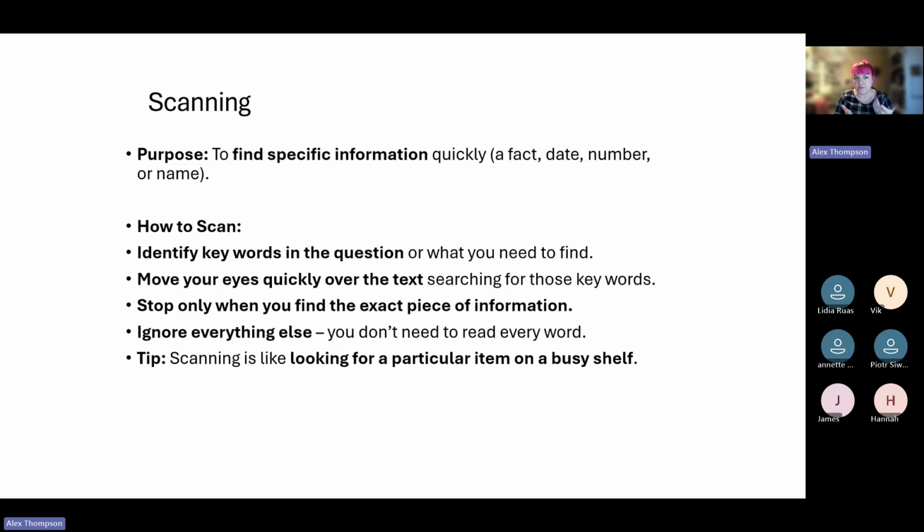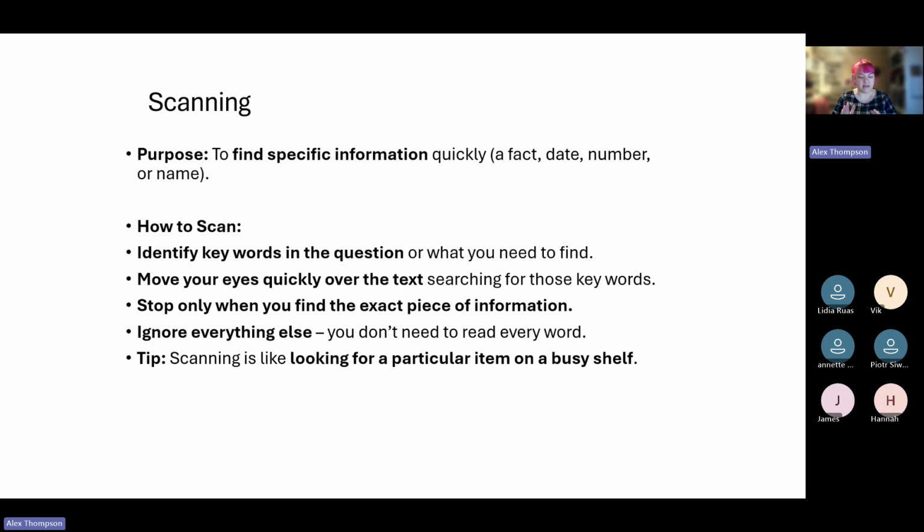So how do we do that? We look for the keywords in our question, and then you move your eyes quickly over the text to look for those exact key words. Stop only when you find that particular piece of information the question is looking for. Ignore everything else because you don't need every word.